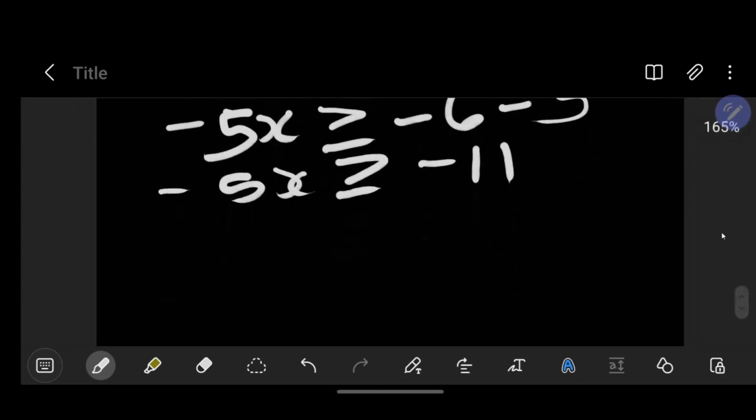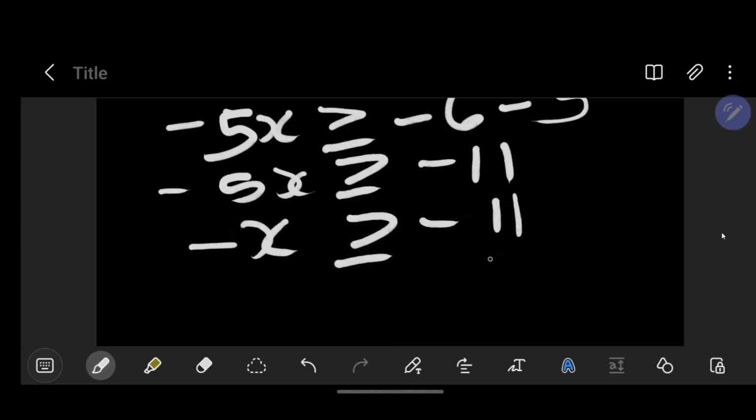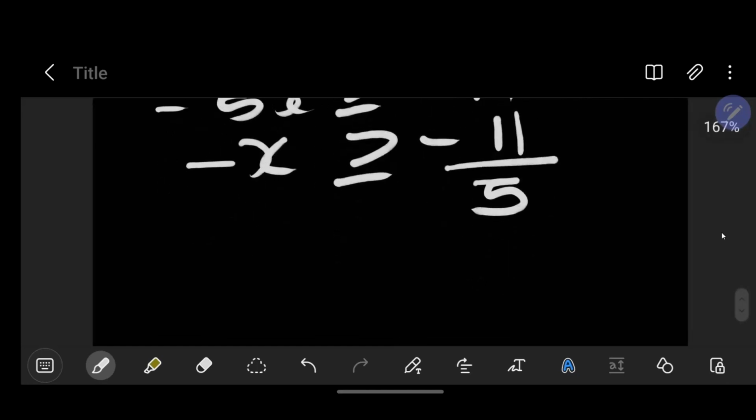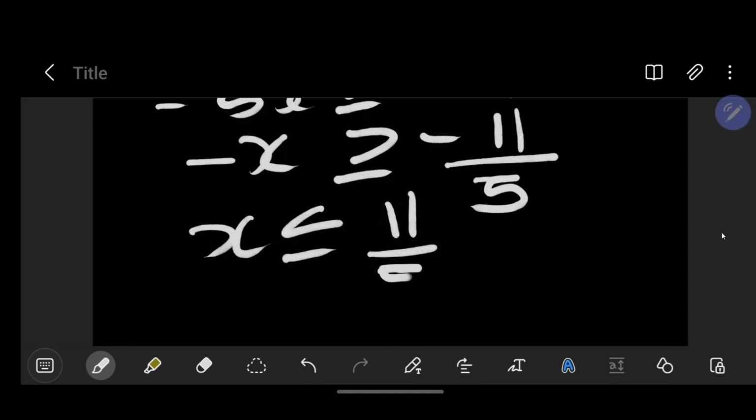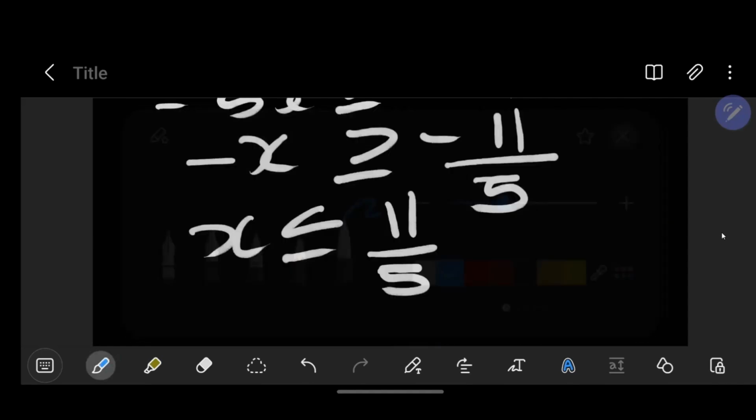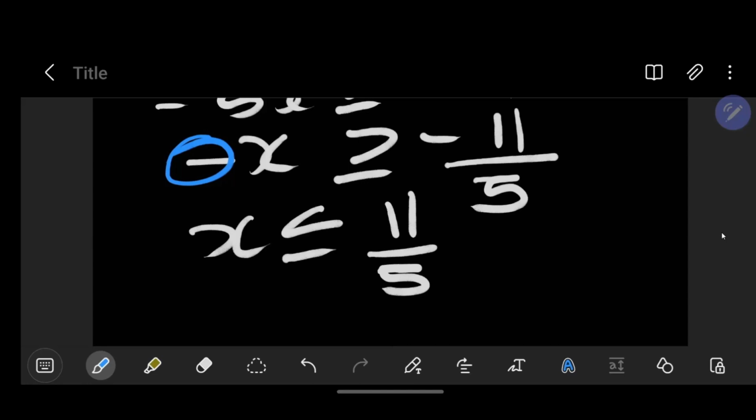So let's get rid of the 5 first. So if we divide both sides by 5, we have minus x is greater than or equal to minus 11 divided by 5. Once again, we're solving for x and not negative x. So we know we need to divide both sides by negative or minus 1. So we have x is now less than or equal to positive 11 divided by 5. Once again, the application of dividing by negative changes your inequality sign.